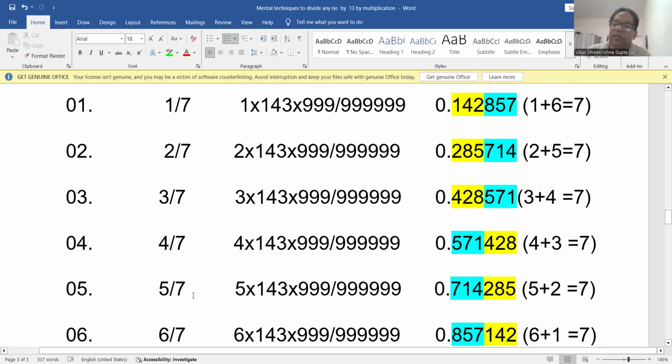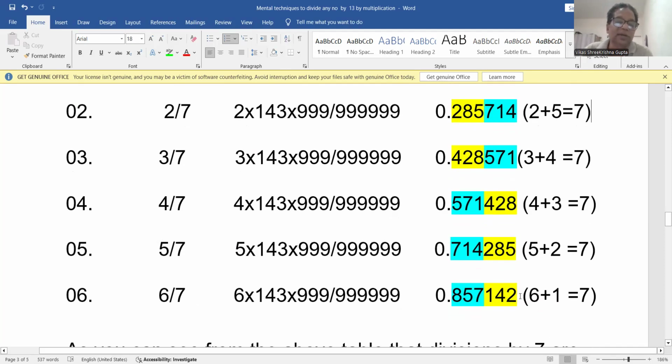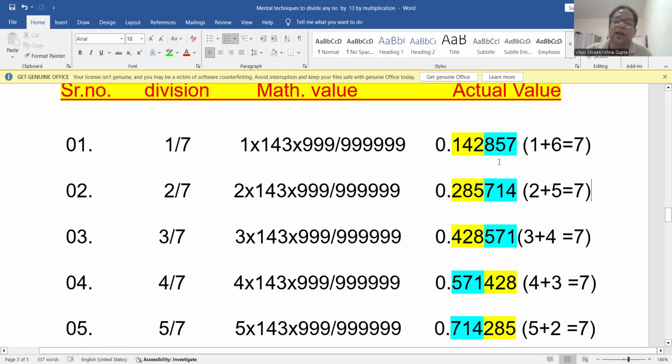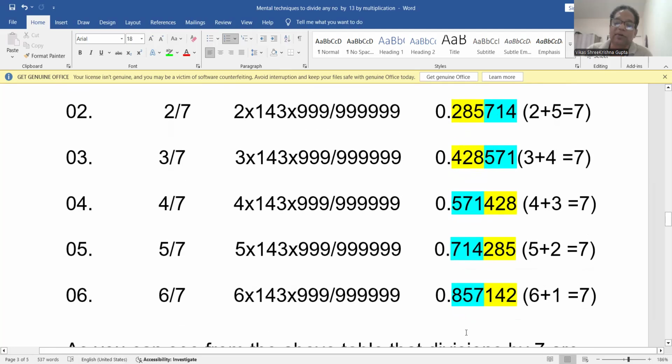In the same way, 5 by 7. Either I can multiply 5 by 143, or I will reverse the answer of 2 by 7 because 5 plus 2 is 7. So 2 by 7 was 285714. Now it becomes 714285, because 5 plus 2 is 7. In the same way, 6 by 7. So 6 plus 1 is 7. So I reverse the answer for 1 by 7. It is 142857. So it becomes 857142.